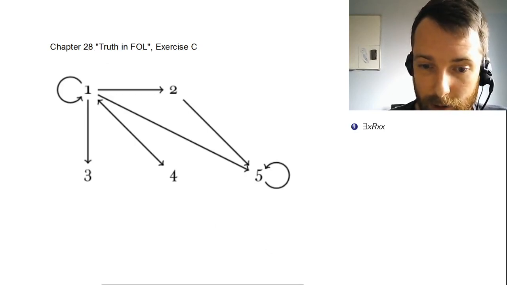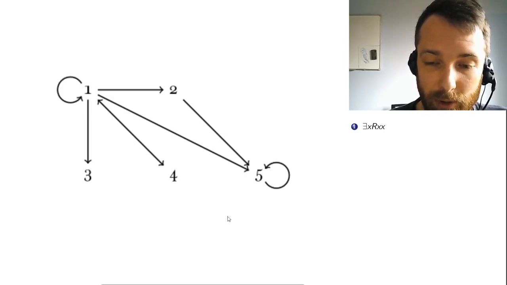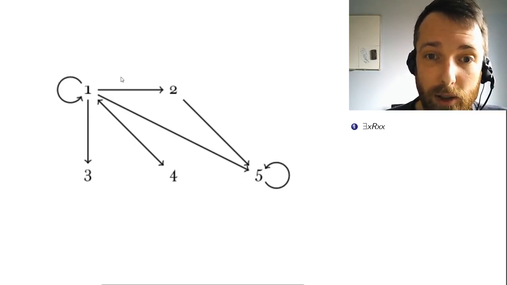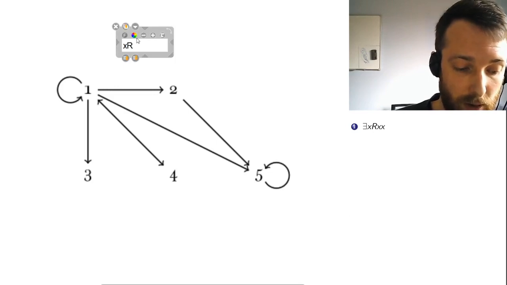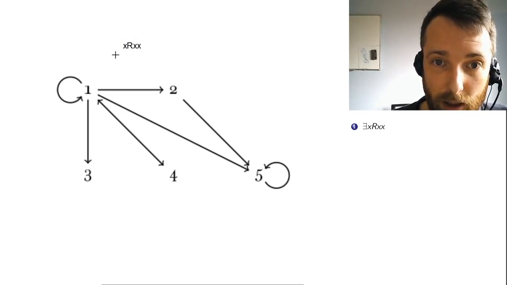Hang on a second. I swear I know what I'm doing. I'm good with computers. Let's just clear that out. Okay, so the sentence we're doing is there exists an x such that Rxx. That's got an existential quantifier in front of it.